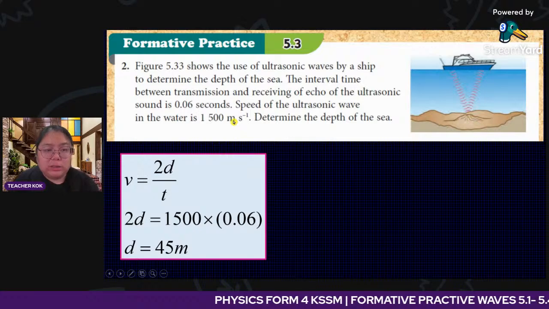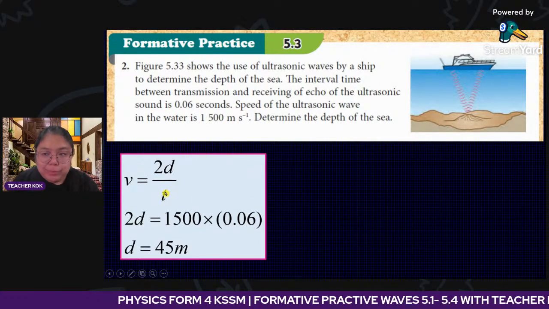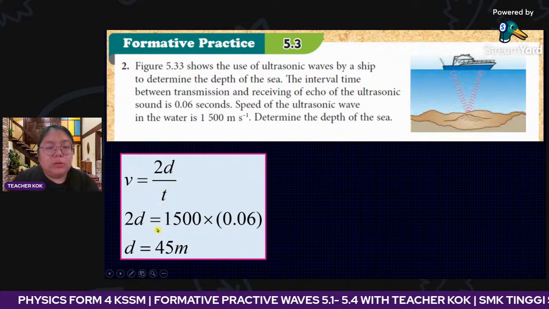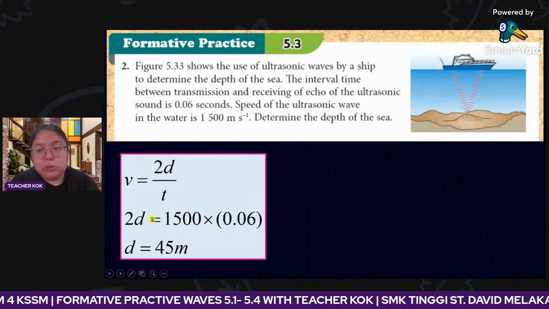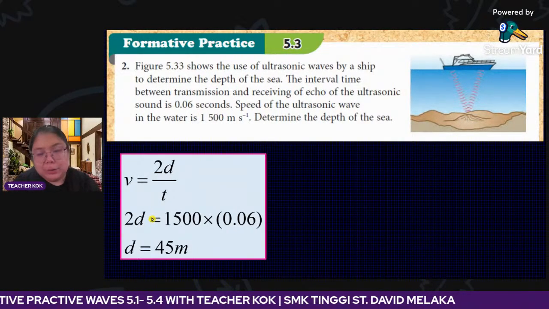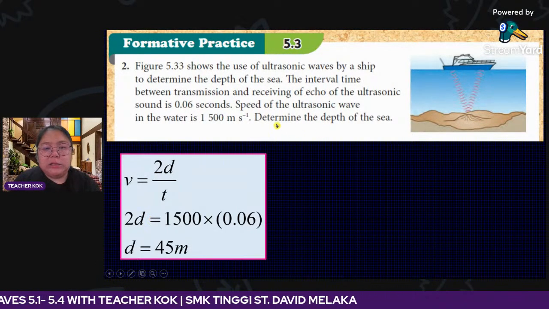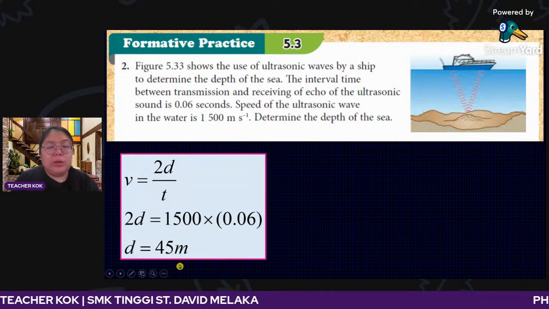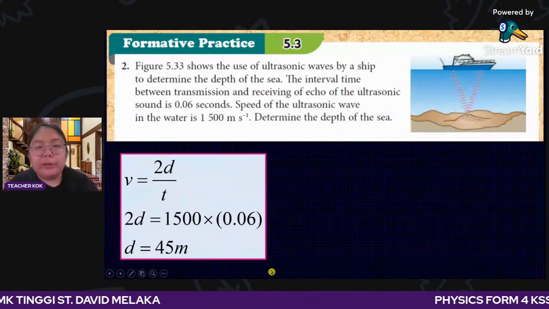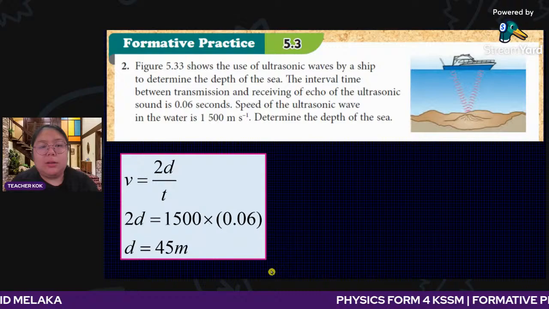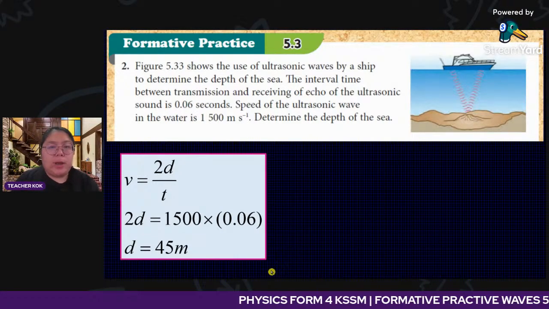This one is the velocity, multiplied with the time taken when I just send and come back. So I need to divide by 2. Remember, you must divide by 2 because it is two-way and I just want to find the depth. So after you divide by 2, I find it: 45 meters. Okay, so this is question number 2.